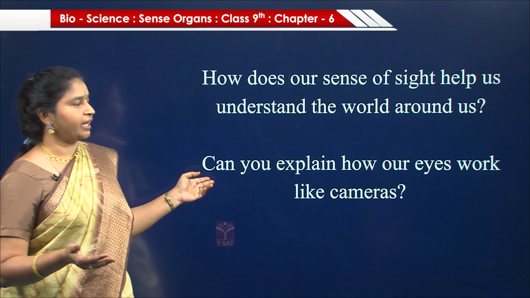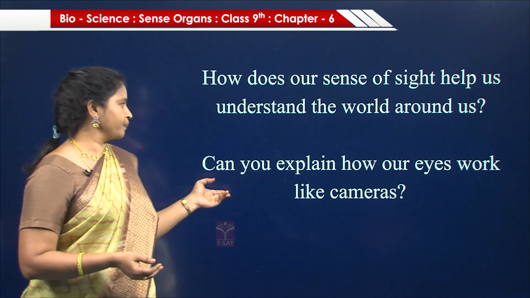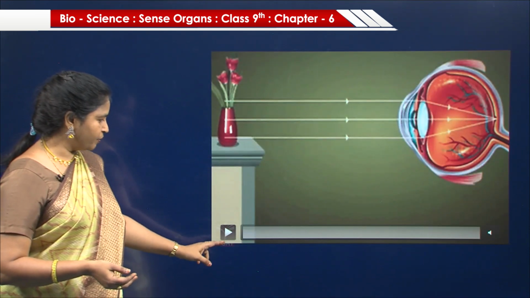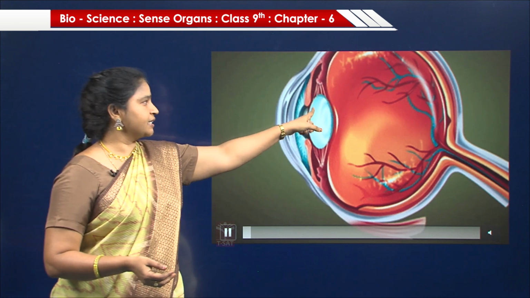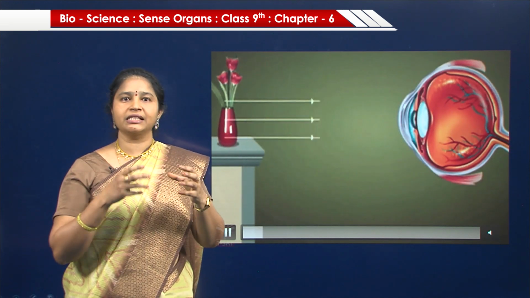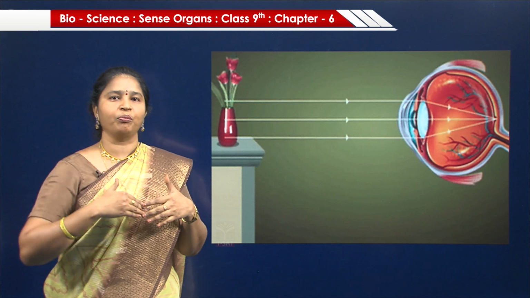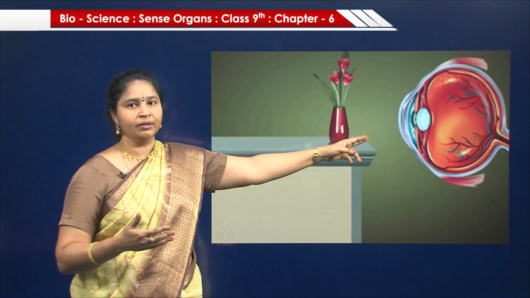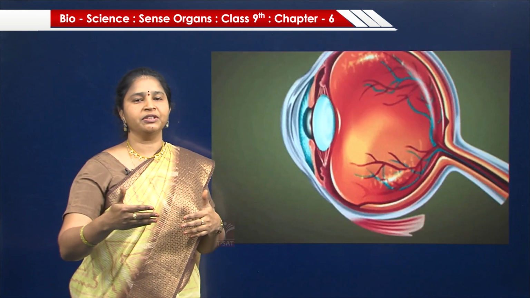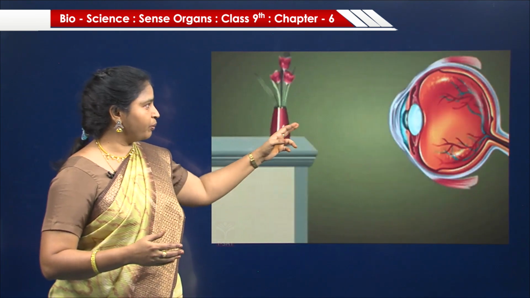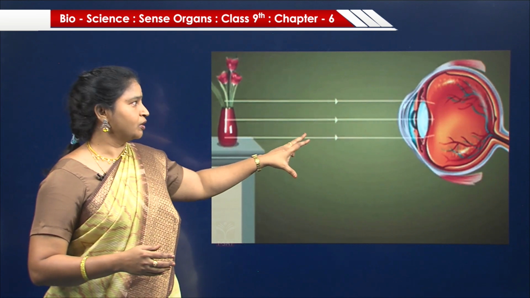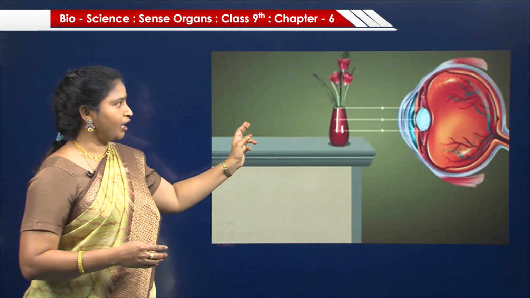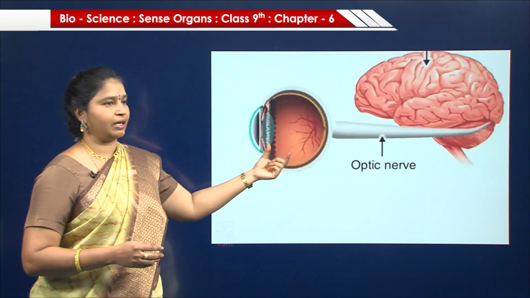How does our sense of light help us understand the world around us? Can you explain how our eyes work like cameras? We will see that in this video. See this is the lens. See how the lens adjusts based on the distance of the objects we are seeing. If the object is far, the lens size is bigger. If the object is nearer, the lens size becomes smaller.